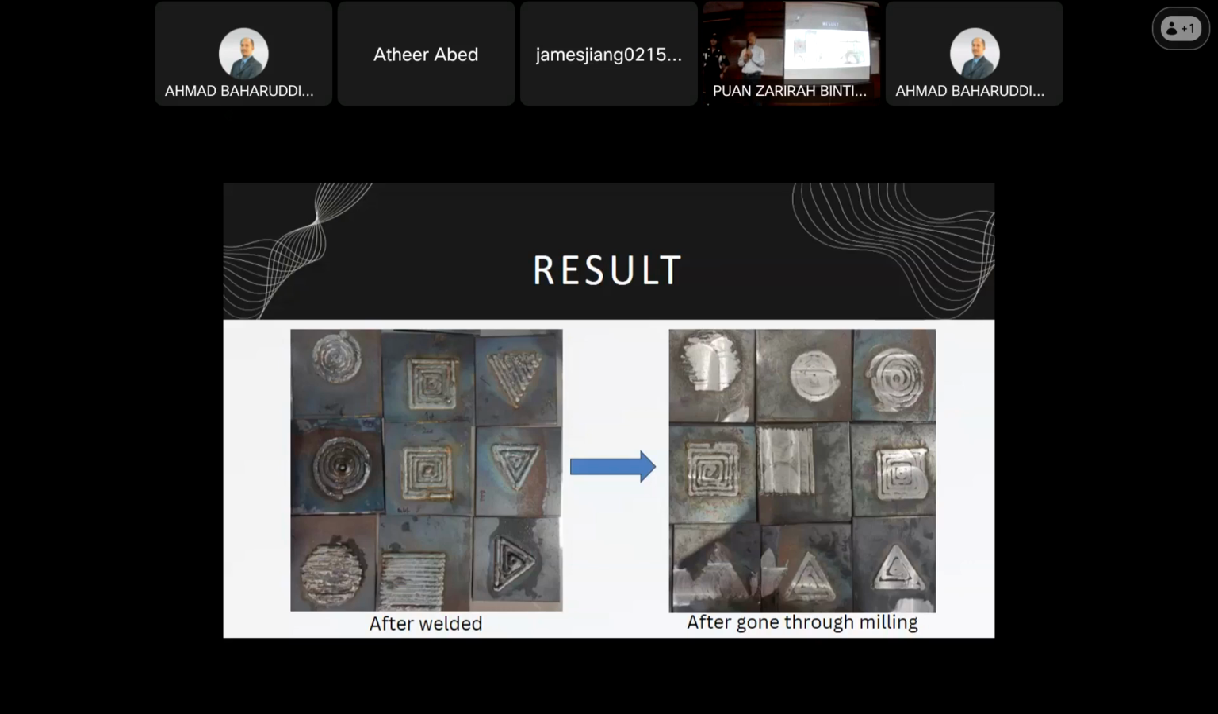Then the problem is that you are doing this manually. You are drawing this manually, so definitely it will not be systematic.